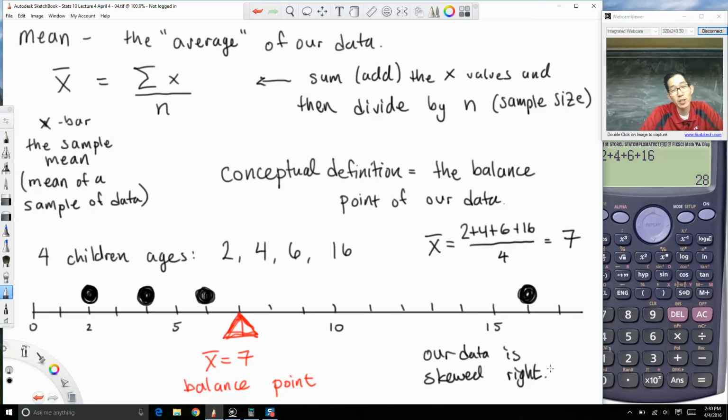And if we said, what's the typical age of these 4 kids? That's a hard question to answer, right? Like, what's the typical age? You'd say, well, I got 3 kids that are around 4, 5, and then I got 1 old kid, 16, right? You can't give one number that captures the story.